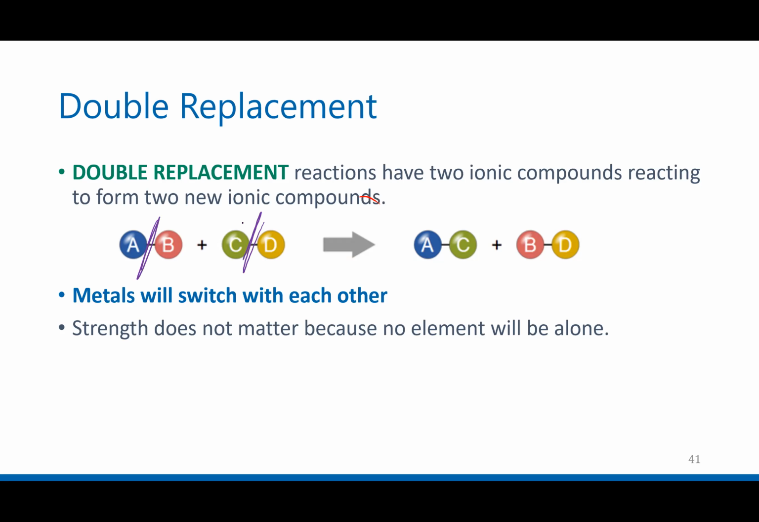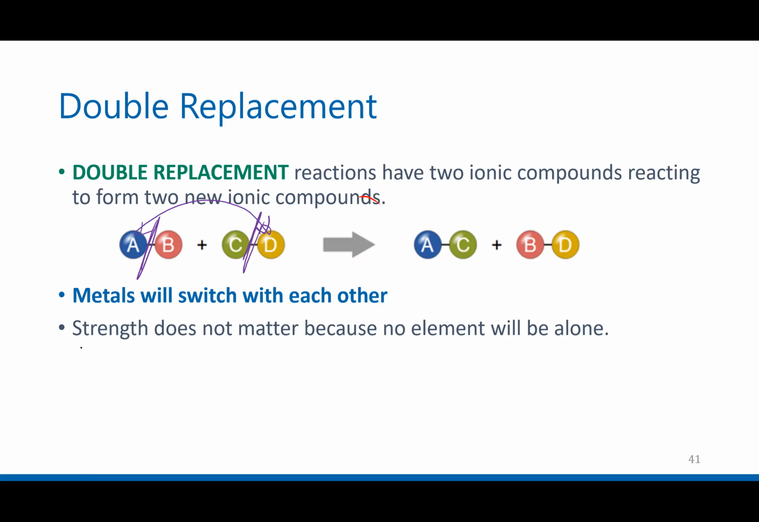So group A has 2 people, group B has 2 people, and they switch partners. So in this example on slide 41, what is it? I think A and D kind of switch. Yeah, A and D here are like swapping partners. So A joins with C, D joins with B. Okay. This is a picture from a book. It's not really the best example, but I will show you some examples tomorrow. Metals will always switch with other metals.